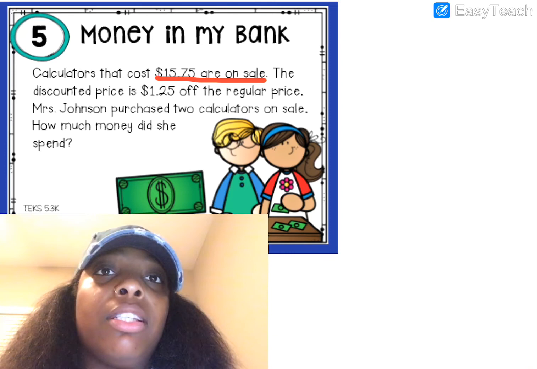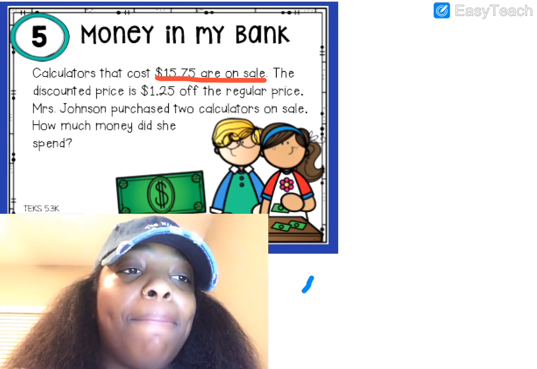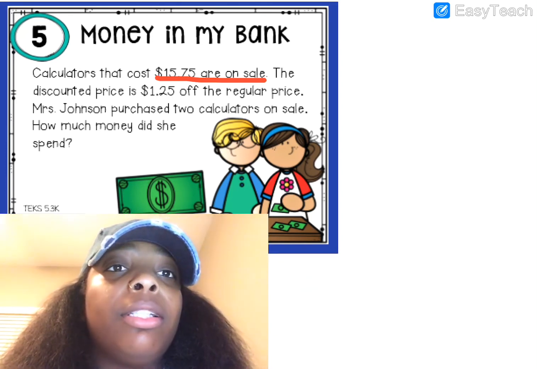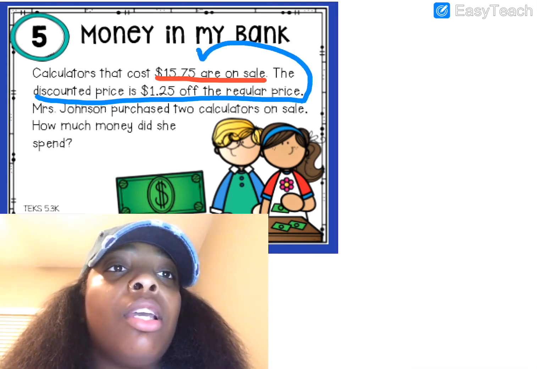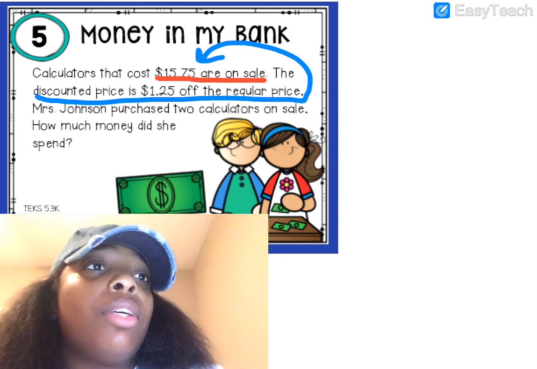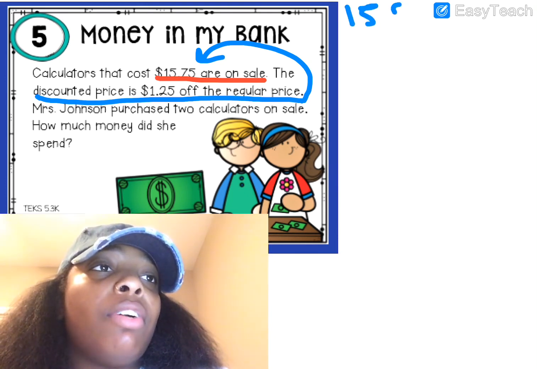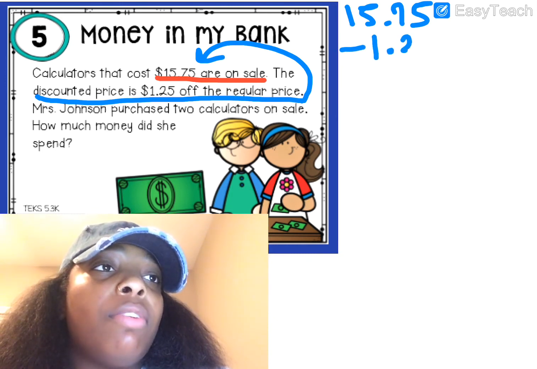So if we take it off, what operation is that? Exactly. We're going to subtract $1.25 from the regular price. So let's do that. $15.75 is the regular pricing. We're going to take $1.25 off.